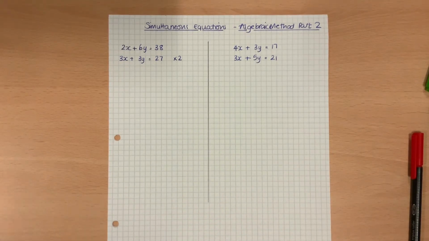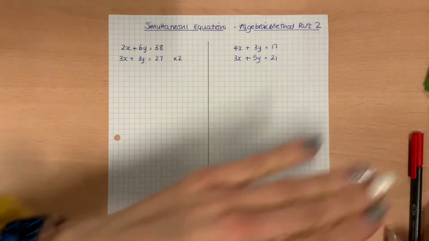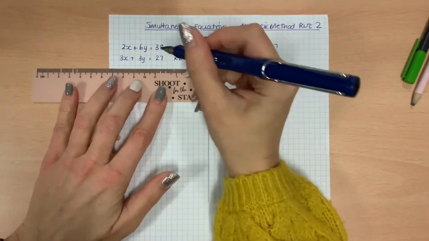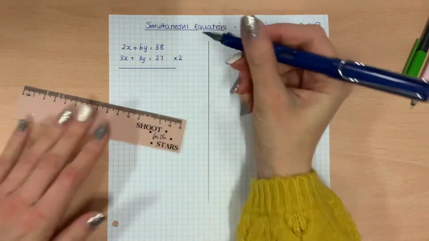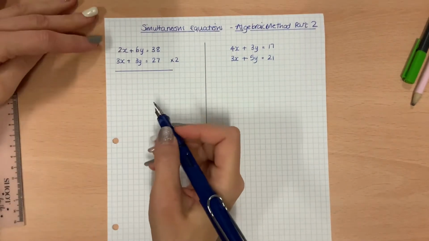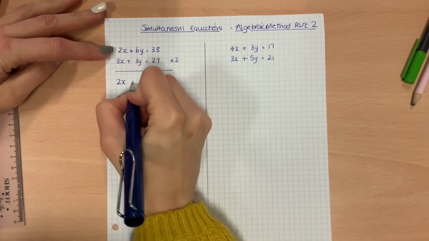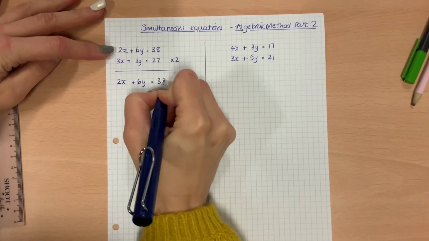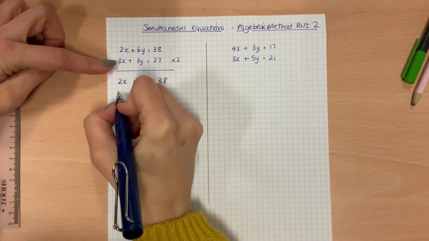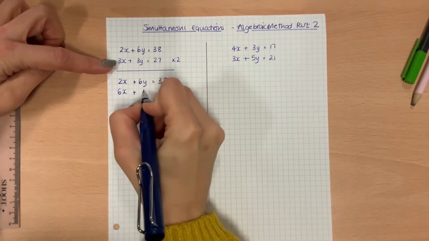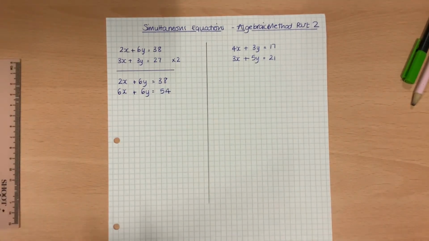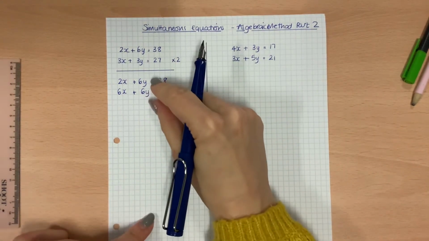Okay, so what I'm going to do is rewrite them both. I'm actually going to draw a line between them just so we're not confused, and I think you should do this just to separate them out. I'm going to rewrite number 1 because I'm not changing that one. So I've got 2x plus 6y equals 38. I'm changing this one, so I'm multiplying it all by 2. So I've got 6x plus 6y equals 54. Now I've made something be the same. I've made the y's the same.